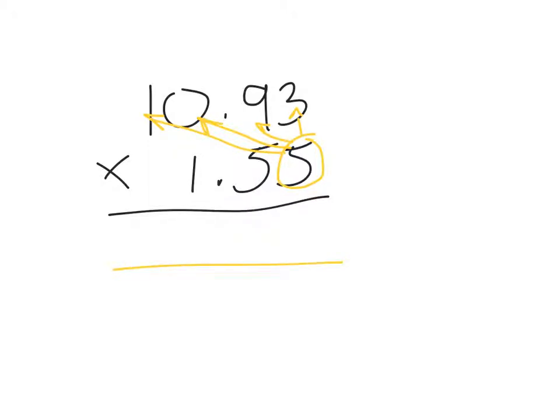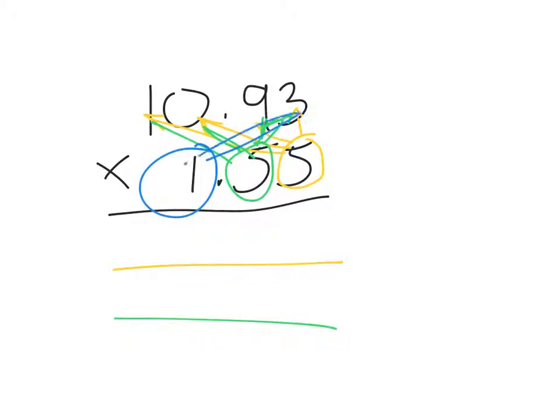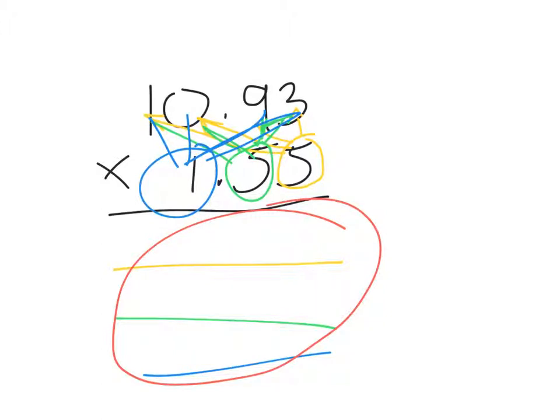Then I'm going to do the exact same thing to the 5, by the 3, by the 9, by the 0, and then the 1. And then that answer is going to go underneath it. I'm going to do the same thing with finally the 1. I'm going to multiply that by the 3, the 9, the 0, and then the 1. And that answer is going to go right here. Then at the end, all of these answers are going to get added together.